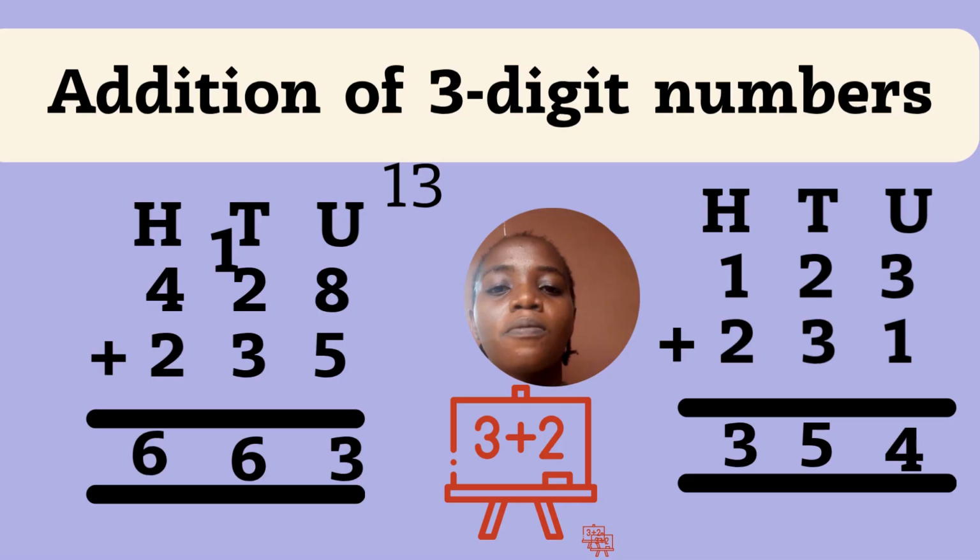Moving to addition with regrouping, beginning from the unit place now, 8 plus 5 equals 13. Of course, we write 3 and move 1 to the tens place. 1 plus 2 plus 3 equals 6. There is no remainder under the tens place, so we simply count out 4 under the hundred place and 2. 4 plus 2 equals 6.